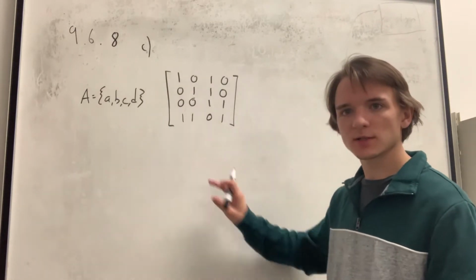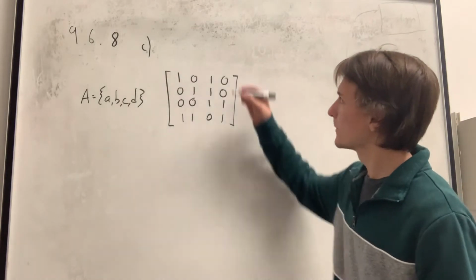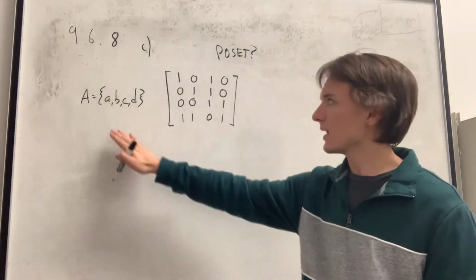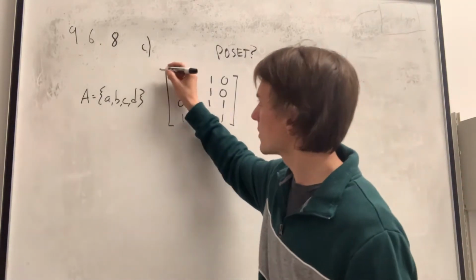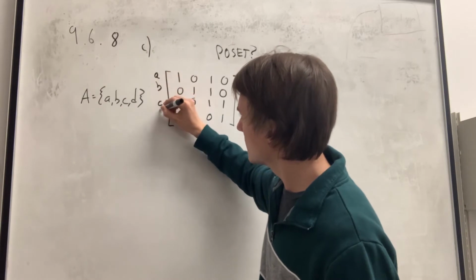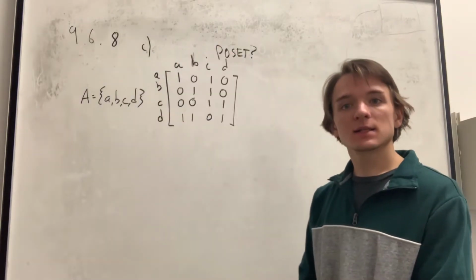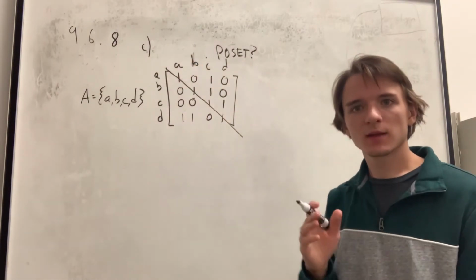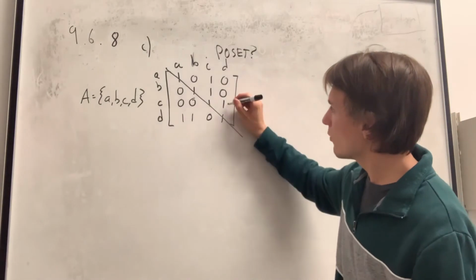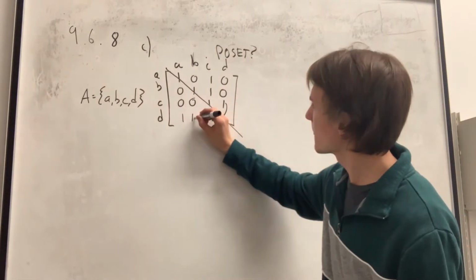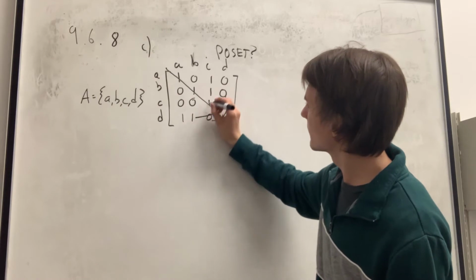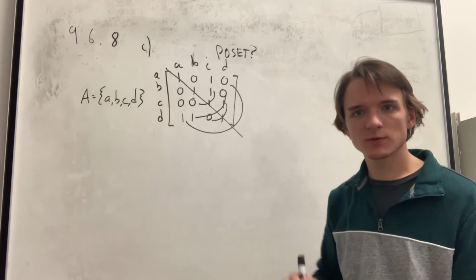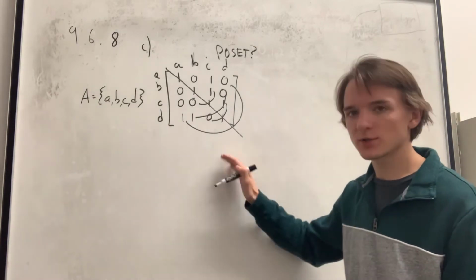All right, 9.6.8. Given this matrix, is it a poset? We have the set A, B, C, D, so we know that we could represent our matrix with A, B, C, and D on the sides. It's a poset if it's reflexive, which it is. It also must be antisymmetric, so every 1 must correspond to a 0. All the 1s correspond to 0s on the mirror of the diagonal within our matrix.